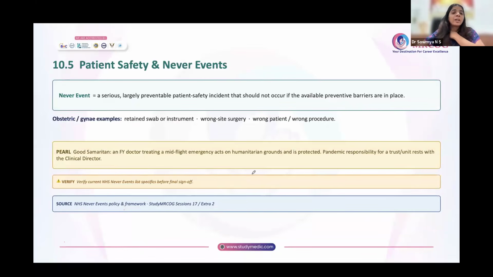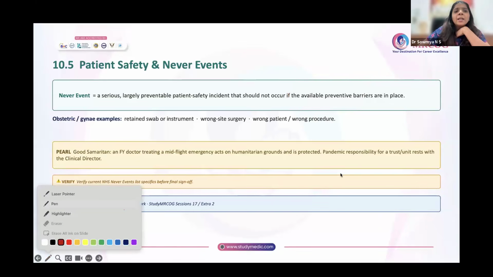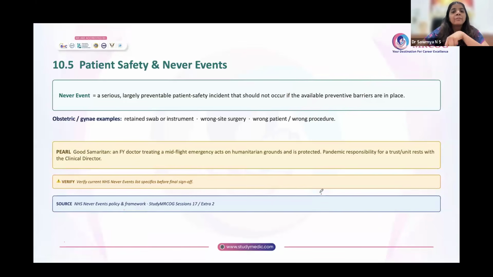Never event, which should have never happened. So I think that is something we all need to be aware of. Good Samaritan is something which I think always comes up. For example, a doctor treating a patient mid-flight when there is an emergency. So should you be treating? Ideally, you should be treating on a humanitarian basis.